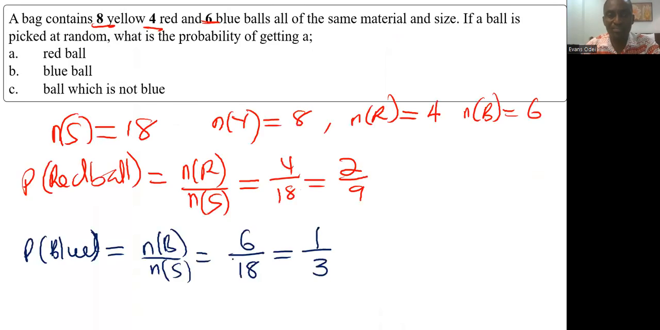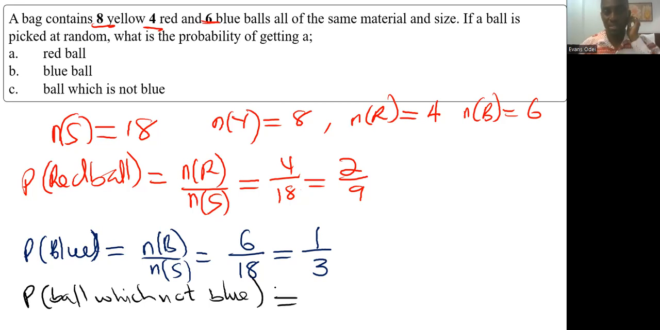What about the third one? The third one, we are going to say probability of a ball which is not blue. So if it is not blue, then it should be either yellow or red. Or we can also say if it is not blue, then it will be non-blue. So probability of getting non-blue is equal to 1 minus probability of blue, using the fourth property. Let's do these 2 solutions.